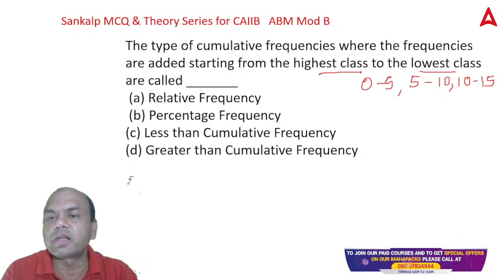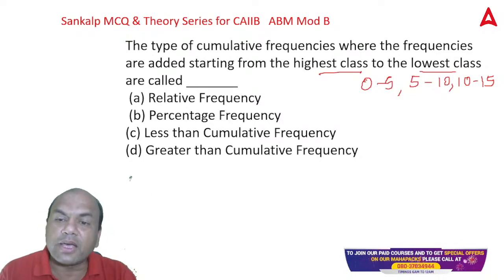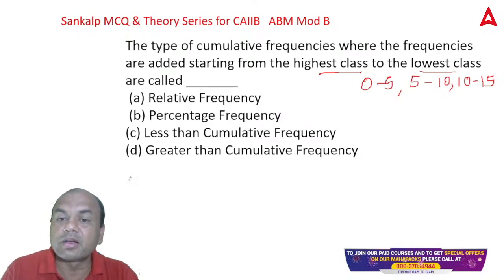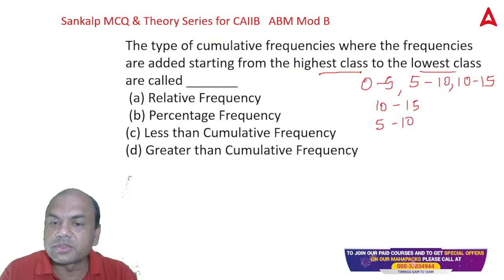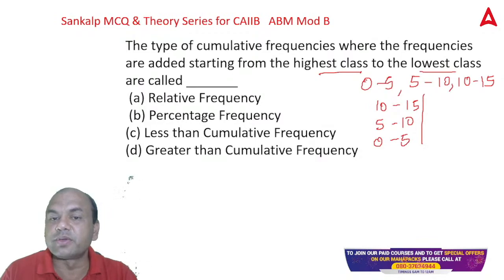0 to 5, 5 to 10, 10 to 15. Now suppose I arrange them in this way: 10 to 15, then below I go 5 to 10, then below I go 0 to 5. In that case, if I go in this way, what is it called?